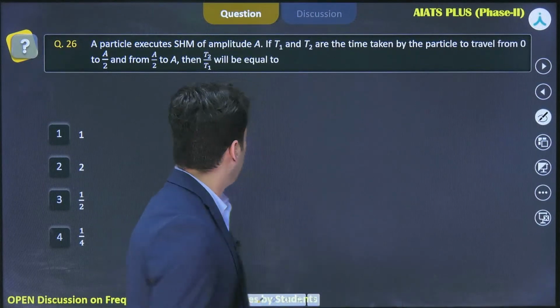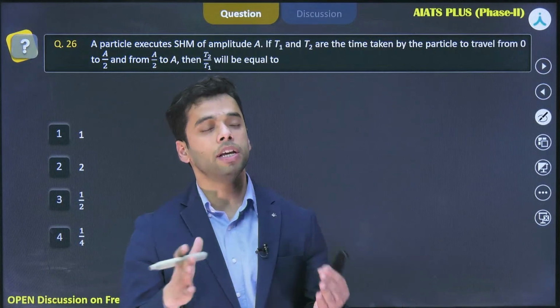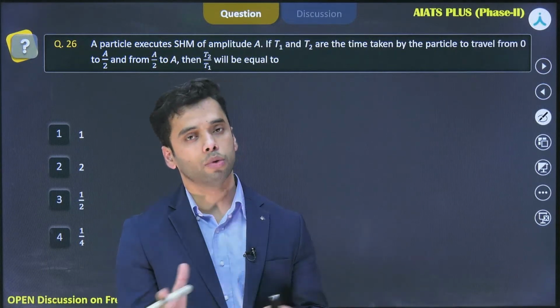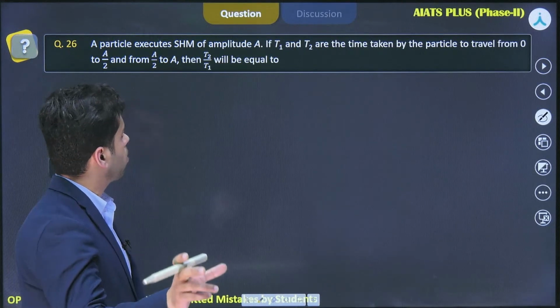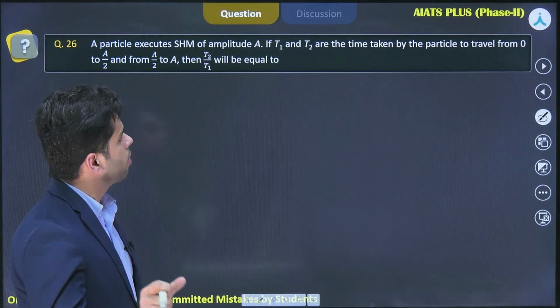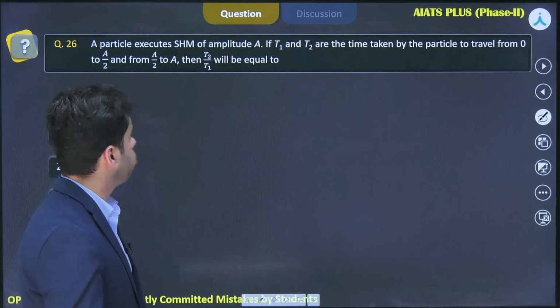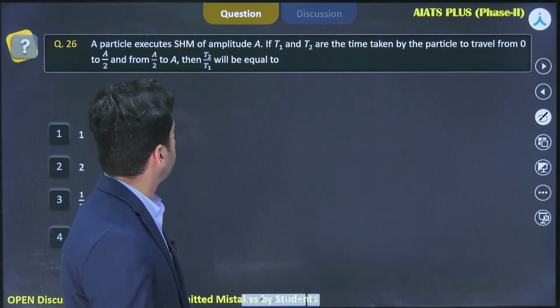There you go. It is the 26th problem from the original paper, and it is based on the concept of simple harmonic motion, right? Let me go through the problem. It says that a particle executes simple harmonic motion of amplitude a. If t1 and t2 are the time taken by the particle to travel from 0 to a by 2 and from a by 2 to a, then t2 by t1 will be equal to, okay.